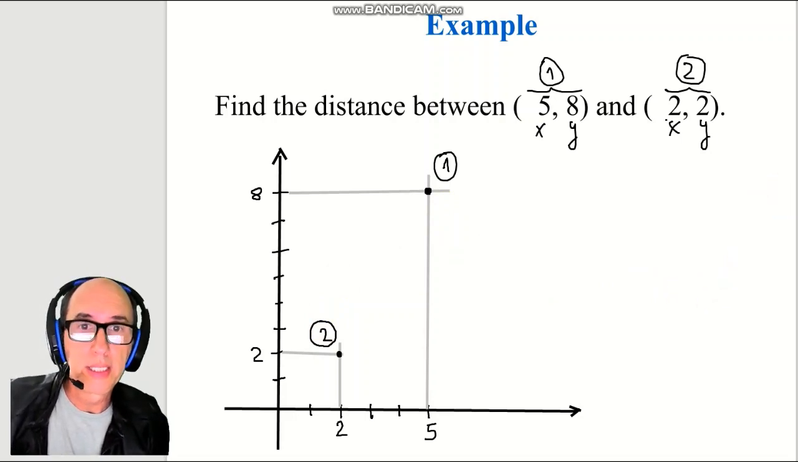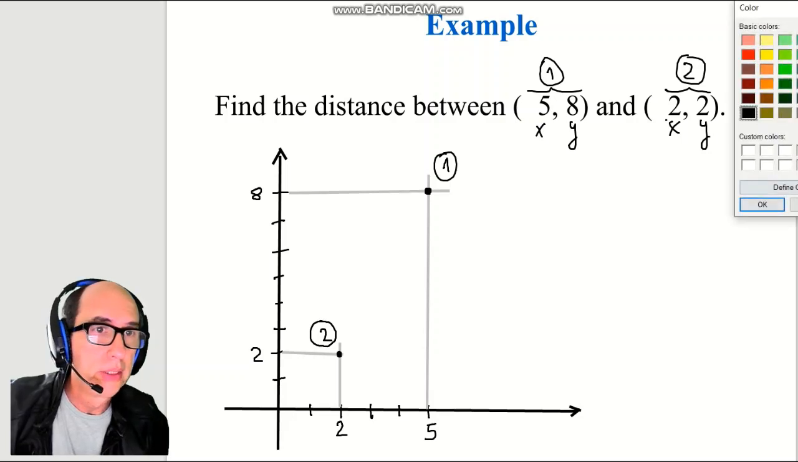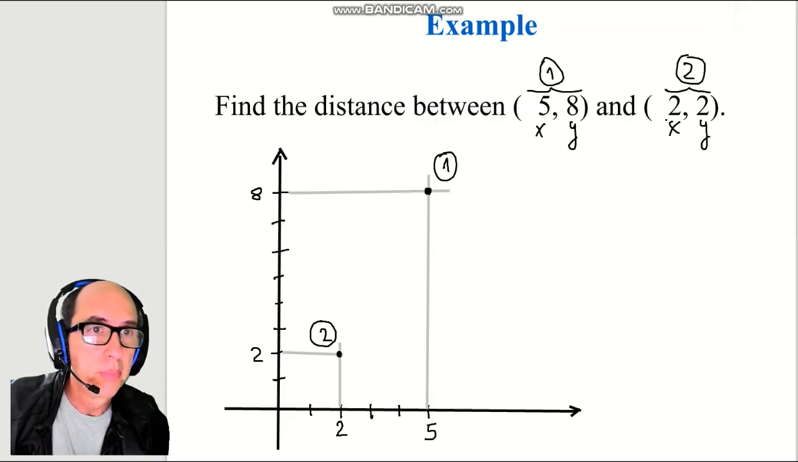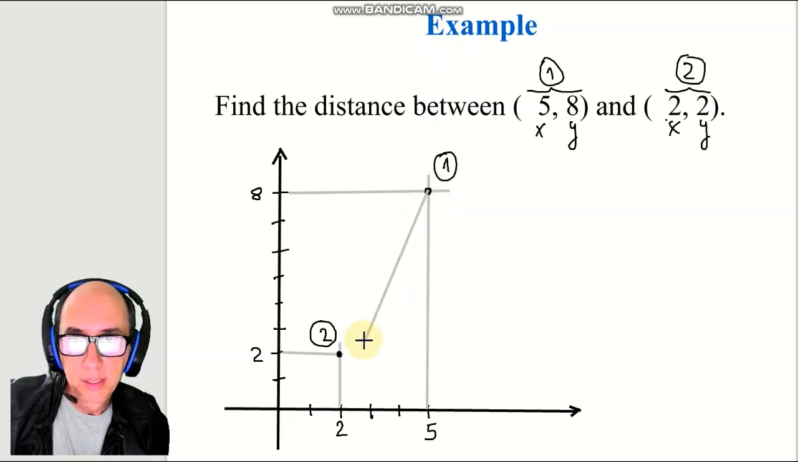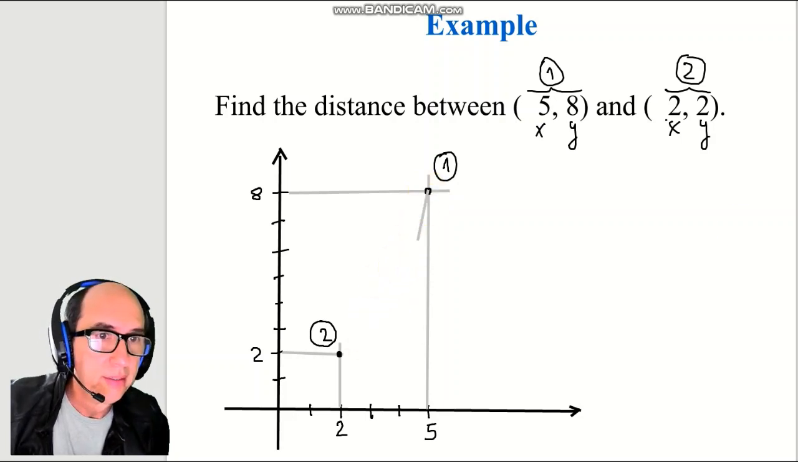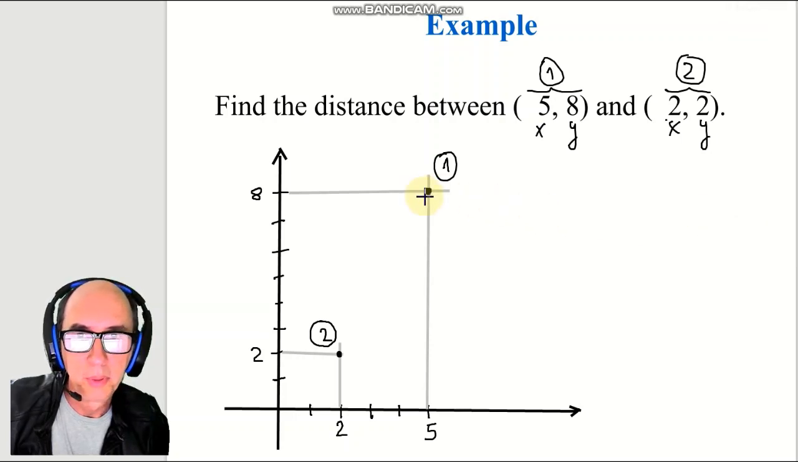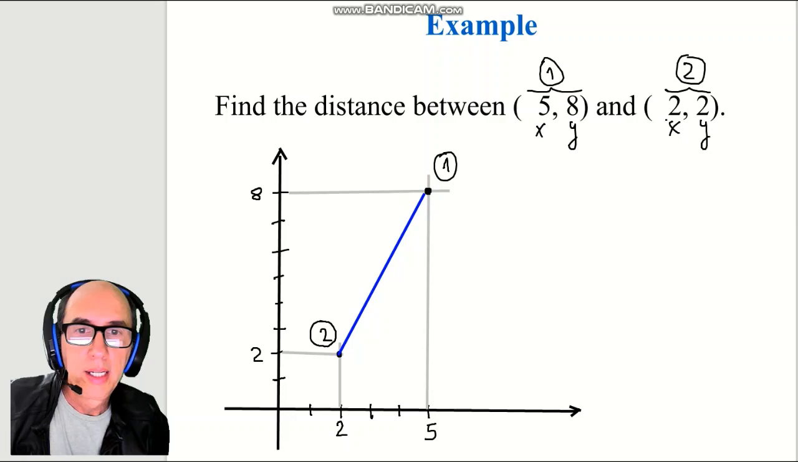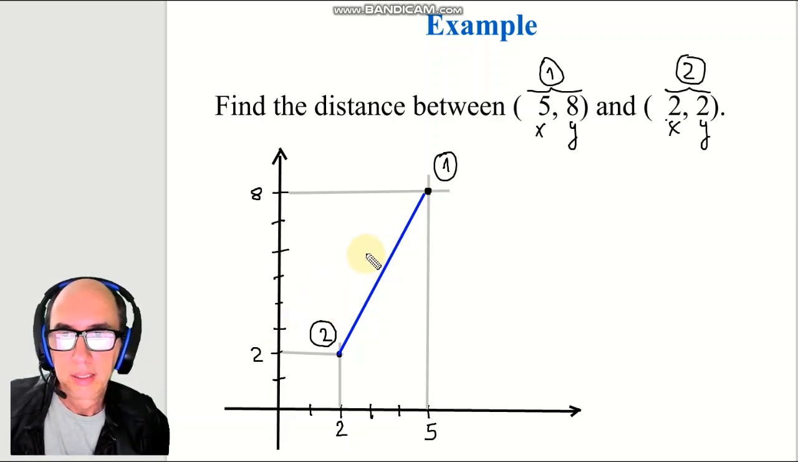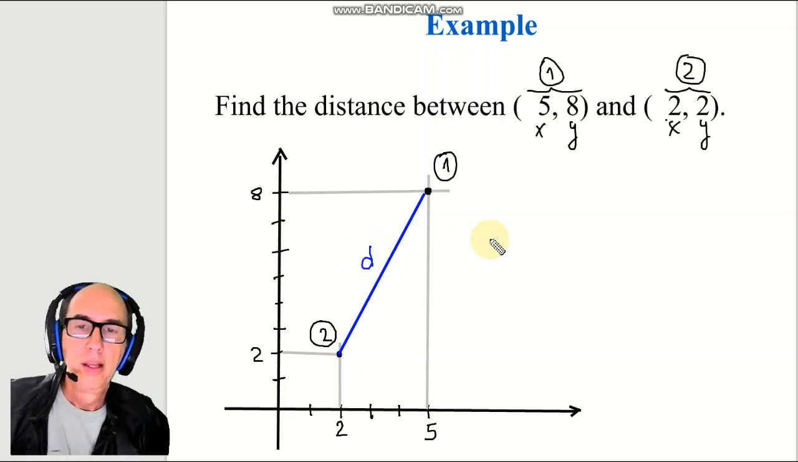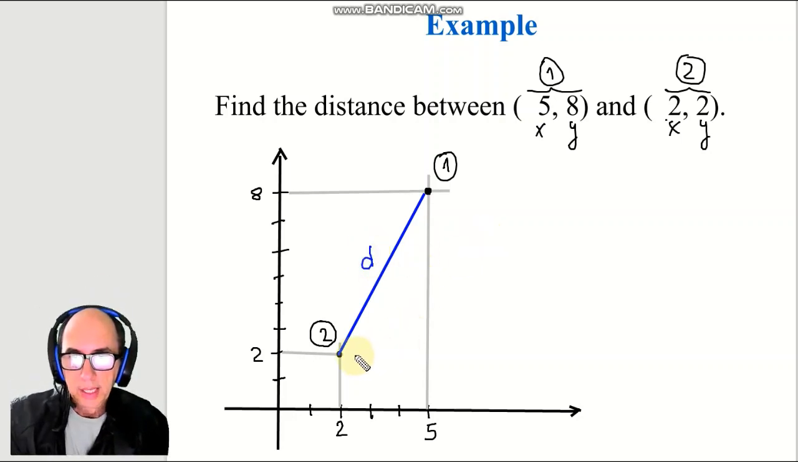Now we want to actually calculate the distance between those 2 points. Let me mark the distance as a blue line. Okay, a blue line, nice. And let's write down distance D. If you notice, we can build here a right triangle.